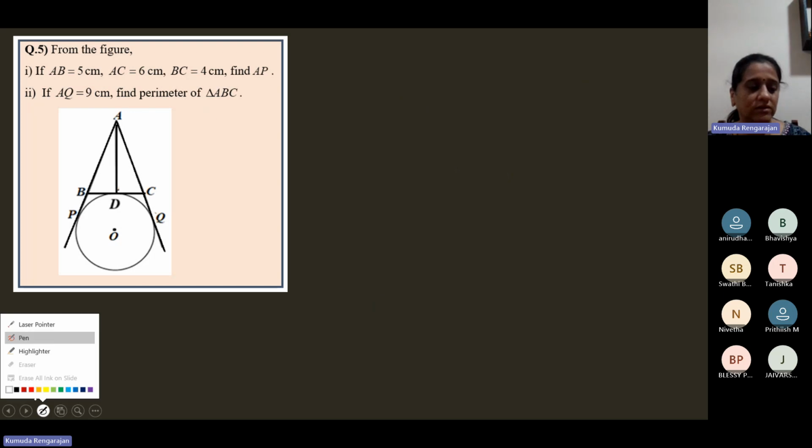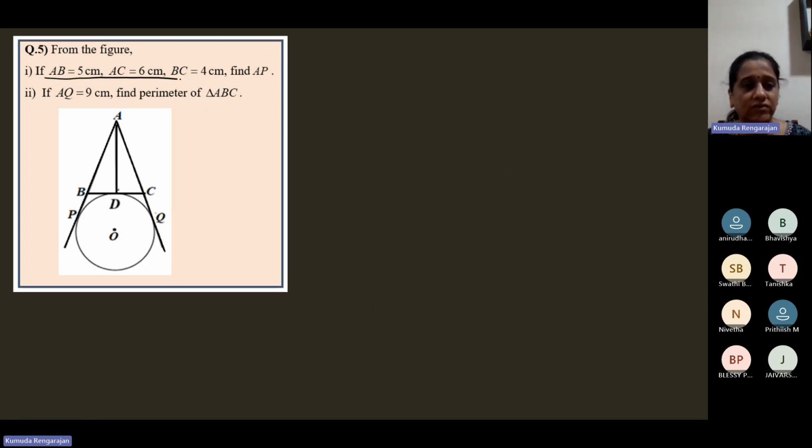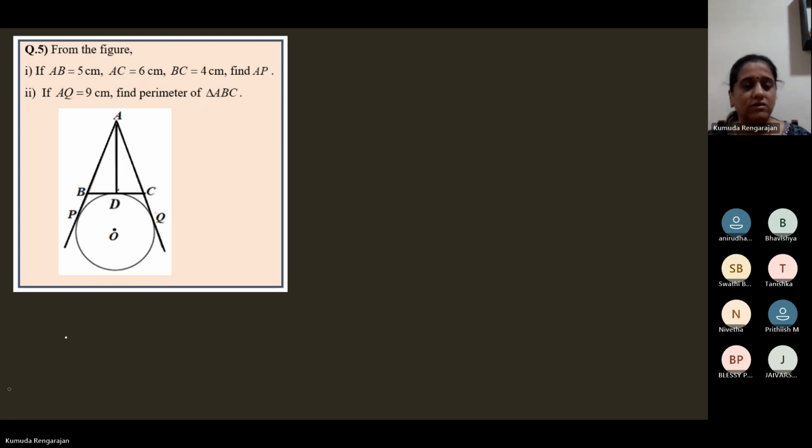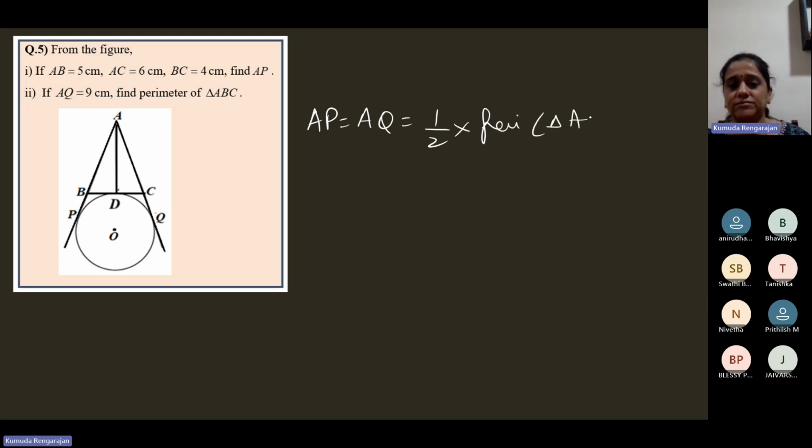In the first one, the sides are given, so you can find the perimeter. Perimeter is given, and you have to find AP. In the second one, AQ is given, and you have to find the perimeter. Given perimeter, find AP, or given AQ, find perimeter. So both can be done using this relation. The relation is AP is equal to AQ is equal to half into perimeter of triangle ABC.